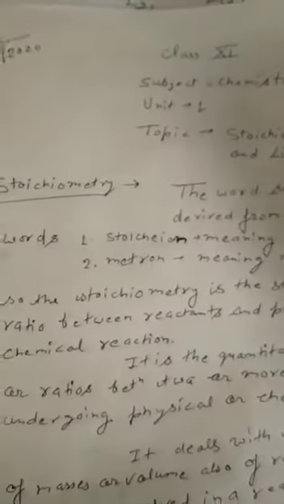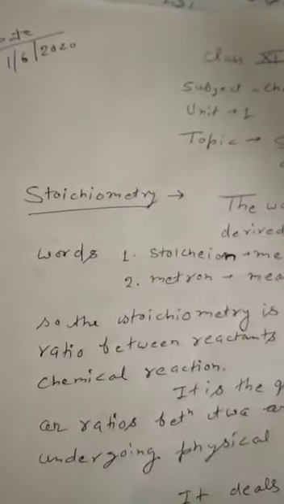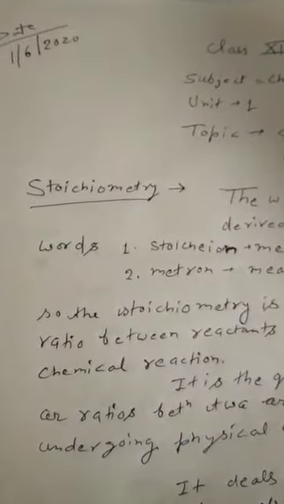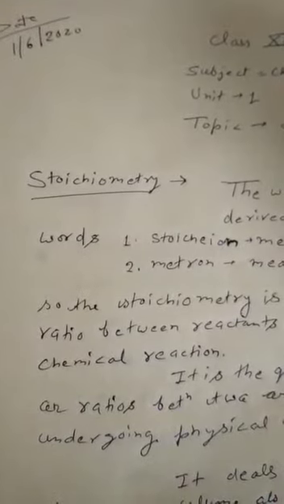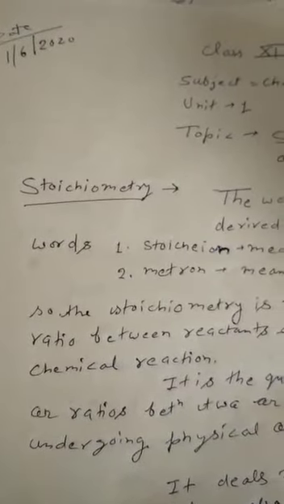Today our topic is Stoichiometry and limiting reagent. Now, first thing, what is stoichiometry? Actually, this word is composed of two Greek words, stoichion and metron. Stoichion means element and metron means measure.